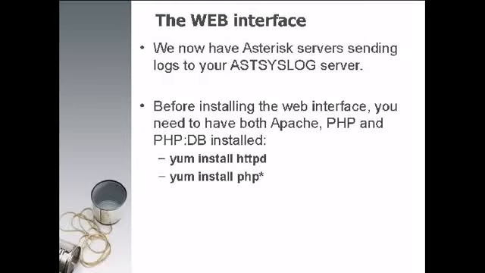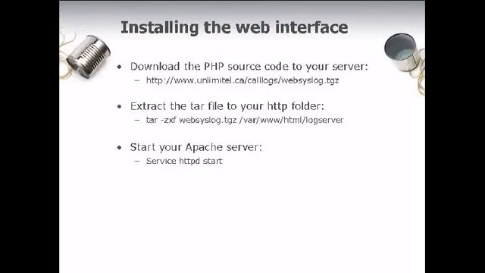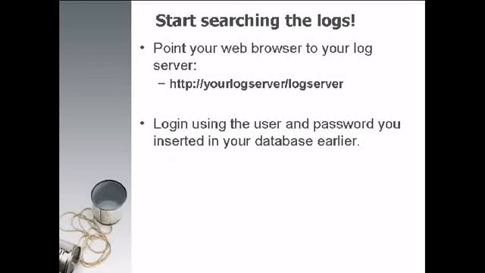And finally, you have to install the web interface. The web interface was all designed in PHP, very simple, very basic. So you need to make sure you install HTTP and PHP, and then you can download our code again from our website, extract it in your var/www/html/logserver folder, and then start HTTP. Now you're ready to use it. All you have to do is point your browser to your server address /logserver, and you now have access to all your logs. And this is the screen it's going to give you.